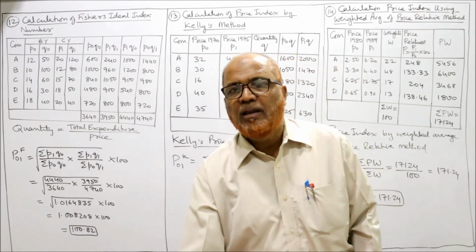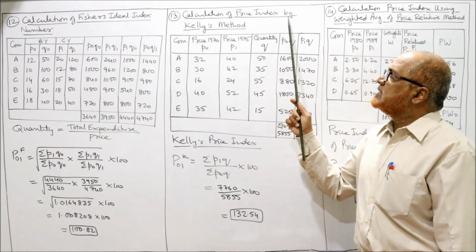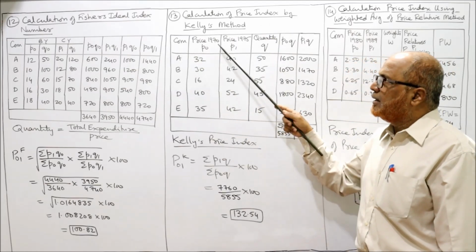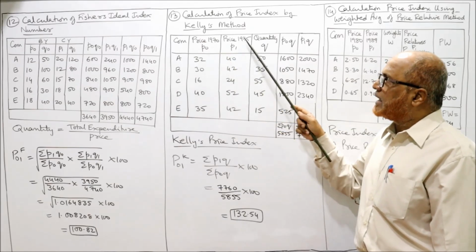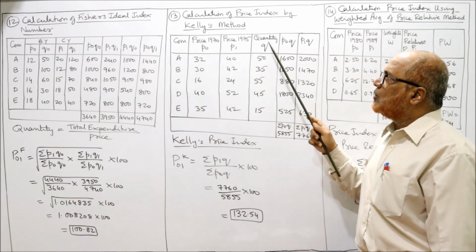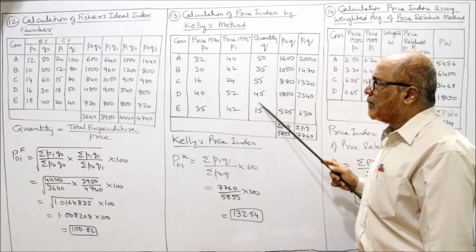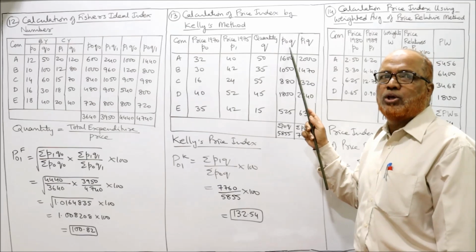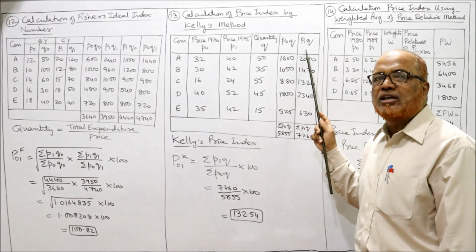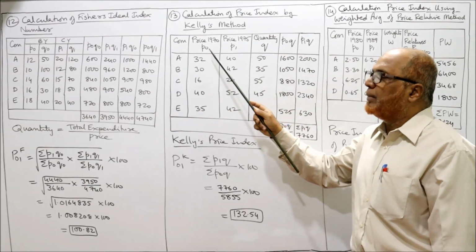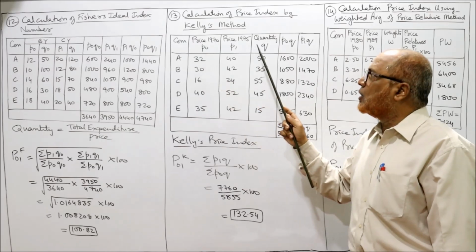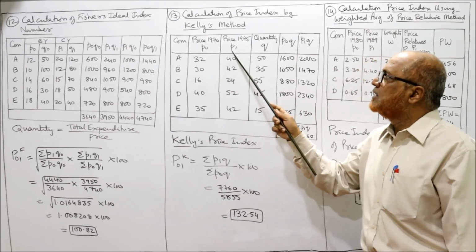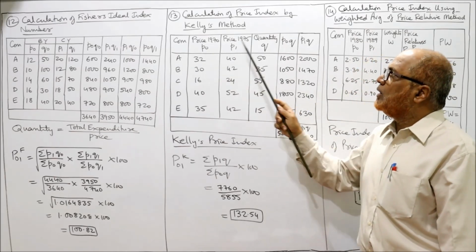ईयर प्राइस. Now see here, calculation of price index by Kelly's method. First time we are applying. Commodities are given ABCD. Price in 1970 P0, price in 1975 P1. Then quantities Q is given in the problem. Now we need only two columns. One column is P0Q, the other column is P1Q. यानी क्वांटिटी को मल्टीप्लाई करेंगे बेस ईयर प्राइस से और क्वांटिटी को मल्टीप्लाई करेंगे करंट ईयर प्राइस से. दैट्स इट.